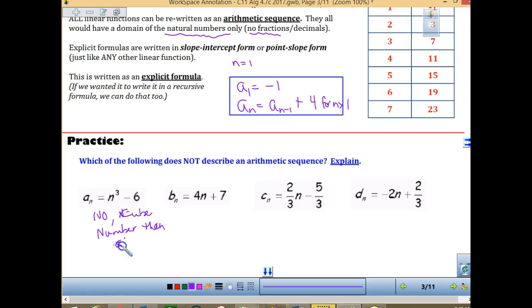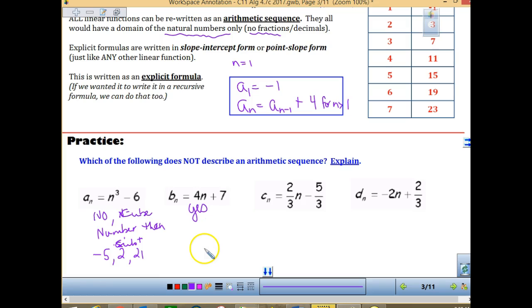And then in this case, actually, we're subtracting 6, but it's not going to be constant. If you put in 1, you would have had -5. If you put in 2, you're going to have 8 minus 6, you get 2. If you put in 3, 27 minus 6, there is no constant addition in that, right? How about this one?